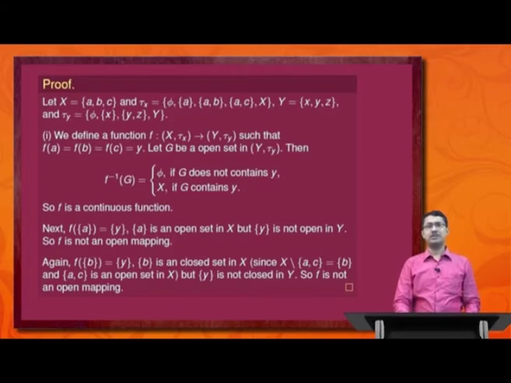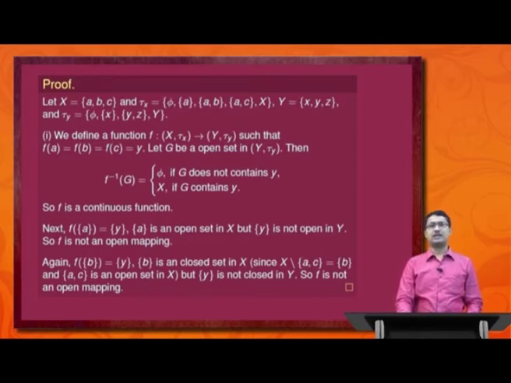Again, f of {b}, that is the image of b under the mapping f, is equal to {y}, and {b} is a closed set in X since X minus {a, c} is equal to {b}, and {a, c} is an open set, so its complement {b} is a closed set. But {y} is not closed in Y, so f is not a closed mapping. So it is an example of a continuous function which is open but not closed.